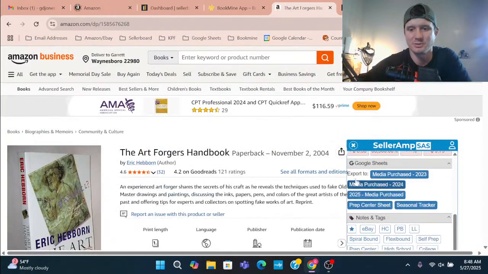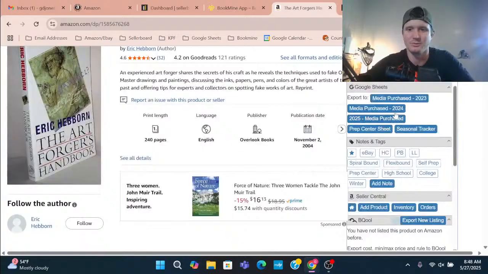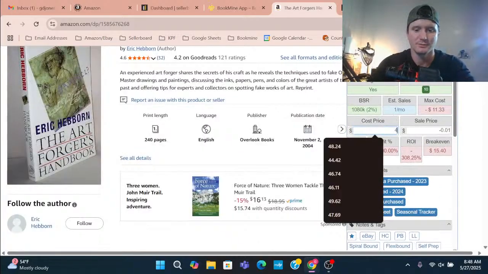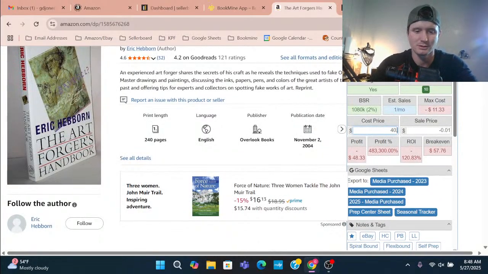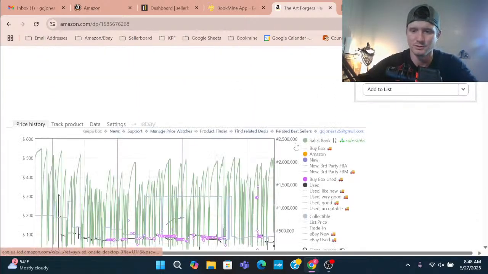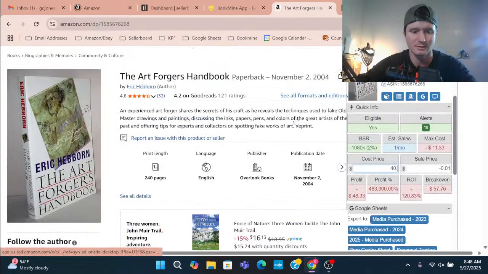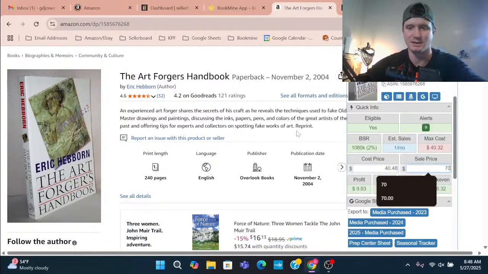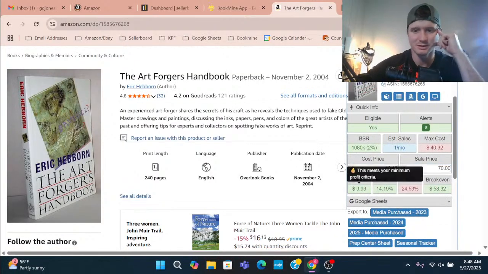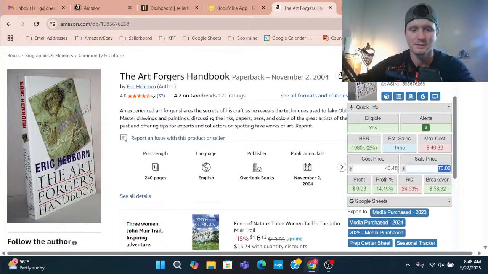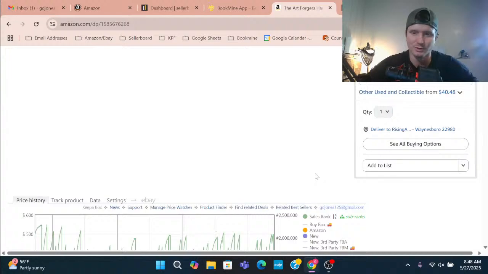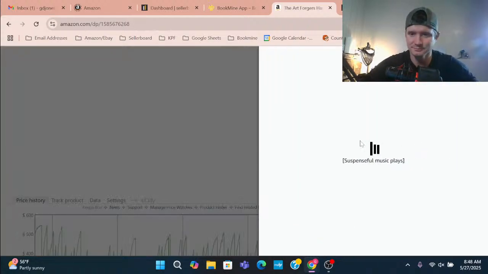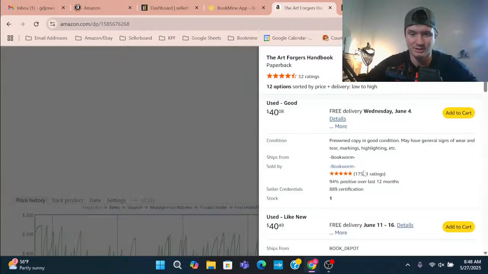70, 80 isn't gonna cut it because let's go up here and let's put it in SellerAmp. 40. What was it? 40, 48. And let's say we got it sold at 70. It's not a horrible profit. It's still $9. If we got it for 80, that's a pretty dang good book actually for this situation at 40, 48, and it's good condition.